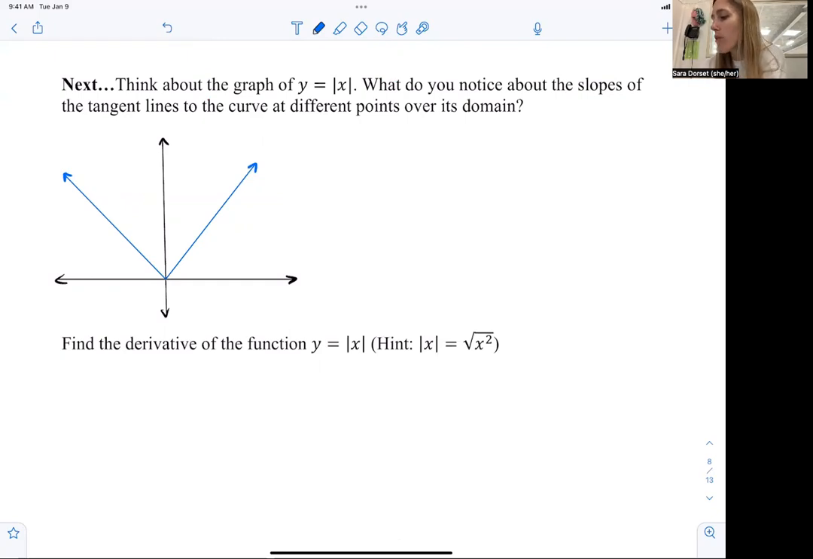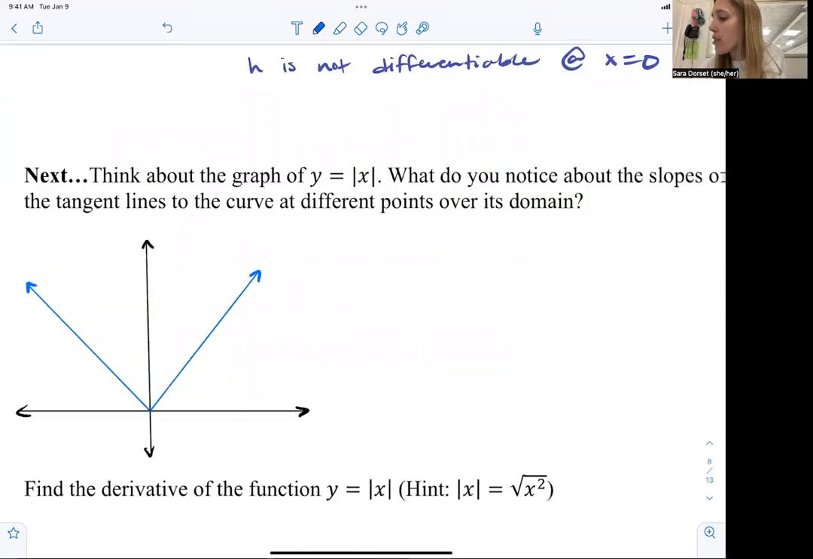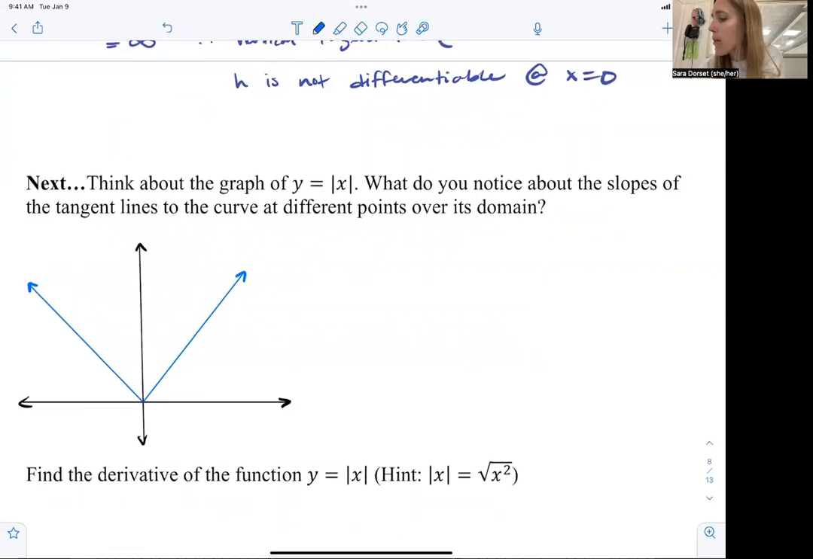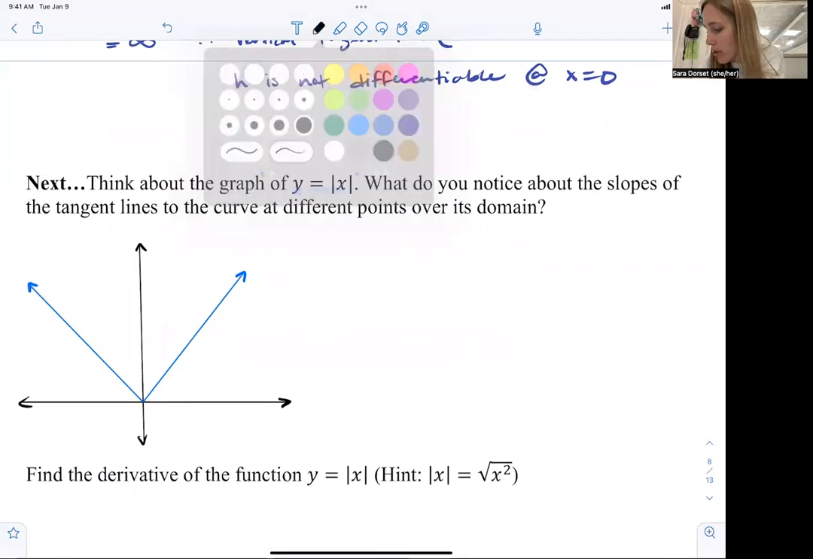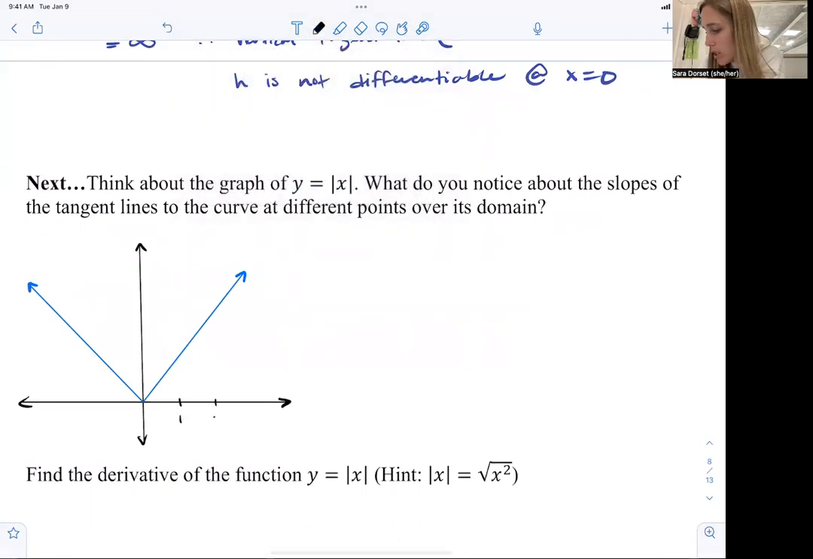Absolute value of x. What do we notice just looking at the graph? What do we notice about the slopes of the tangent lines? I'll pick a few points on here just to point out: 1, 2, -1, -2. We know (1, 1) is a point, (2, 2) is a point, (-1, 1), (-2, 2). What do we notice about the slopes of the tangent lines to the curve at different points over its domain? Colin.